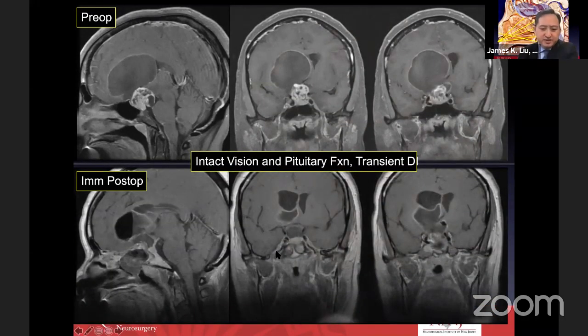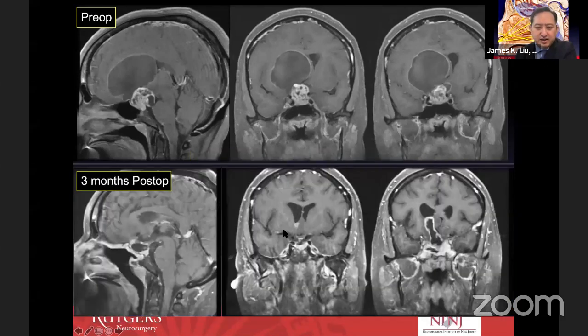So here's the post-op scan. You can see the immediate decompression of the chiasm. The vision remained intact. The patient had normal pituitary function since we were able to preserve the stalk, had transient DI. And I followed this with an MRI at 3 months.